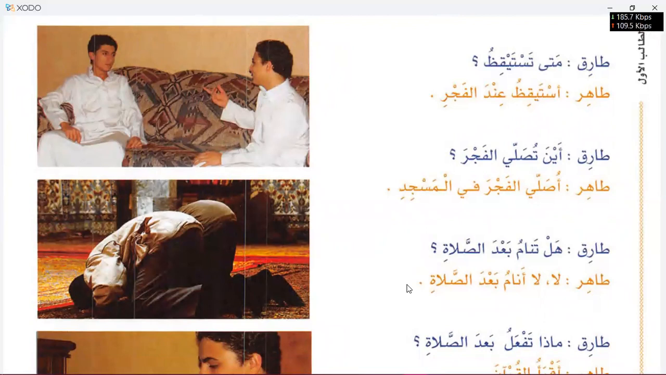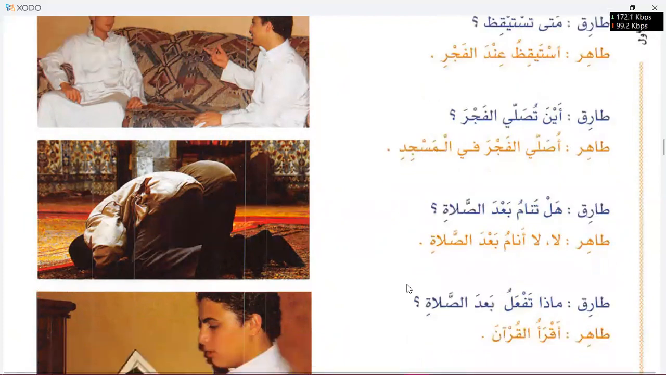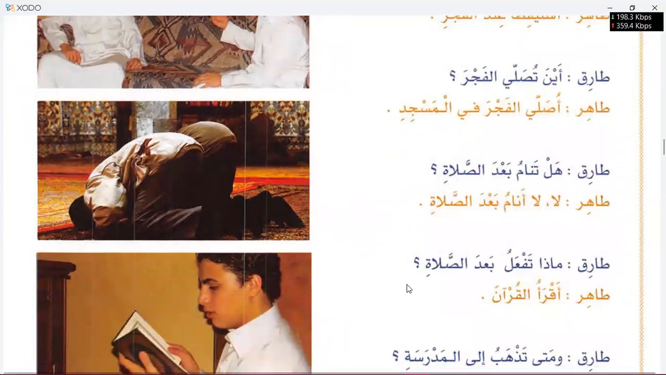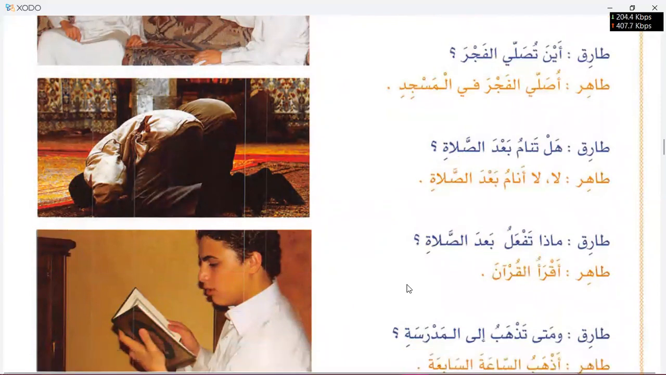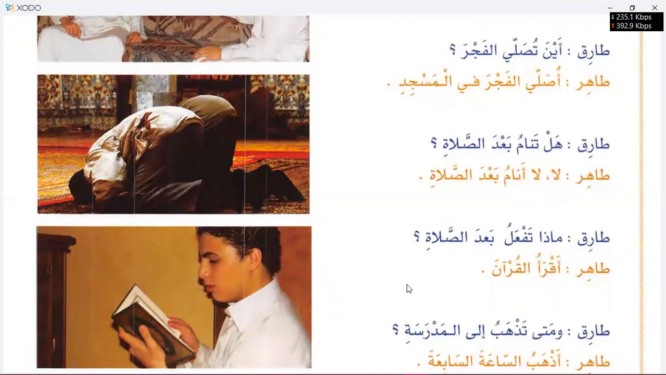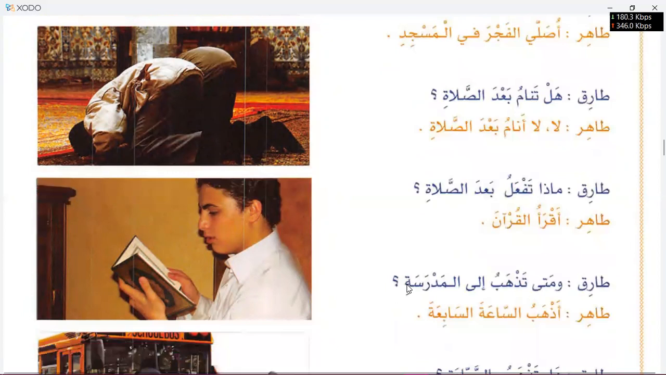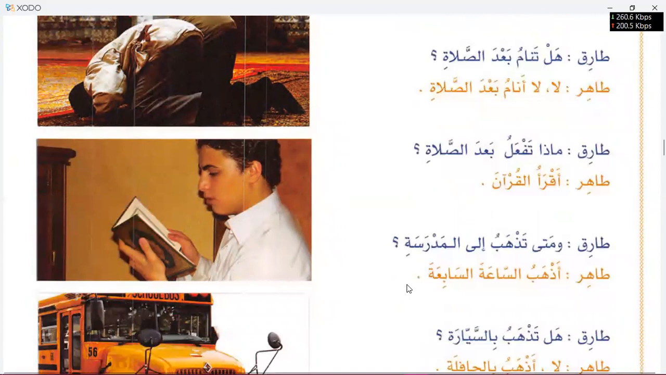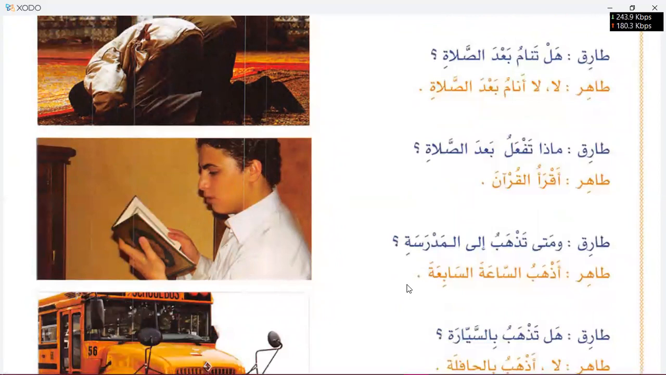Hal tanamu ba'da salah? Do you sleep after you pray? La anamu ba'da salah. No, I don't sleep after prayer. Maza taf'alu ba'da salah? What do you do after your prayers? Aqra'u al-Quran, reciting the Quran. Wa mata tazhabu ila madrasati? And when do you go to the school?